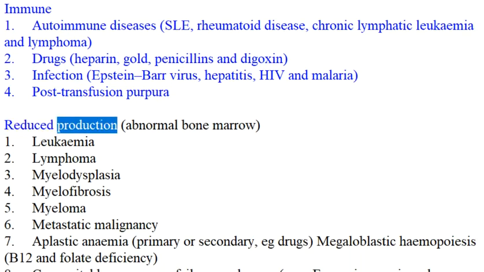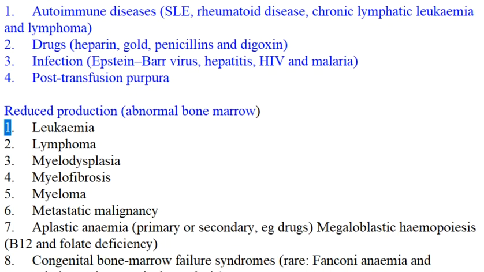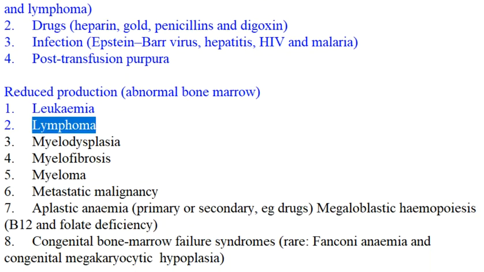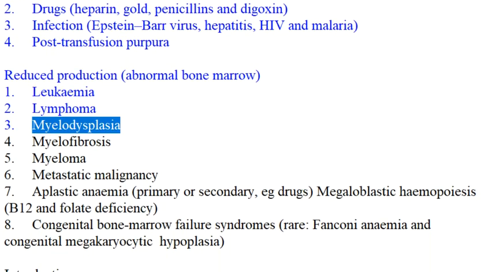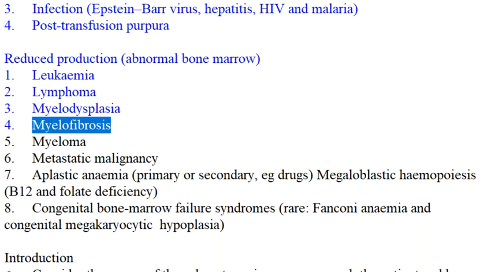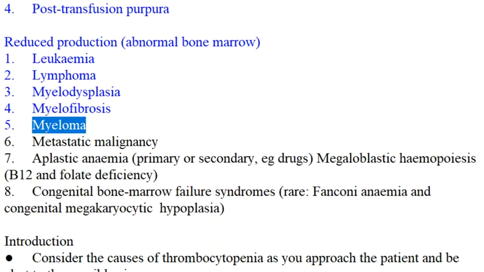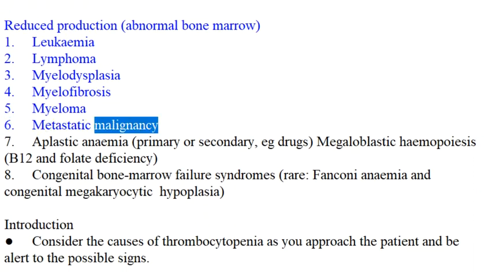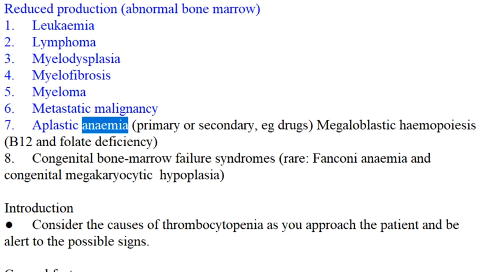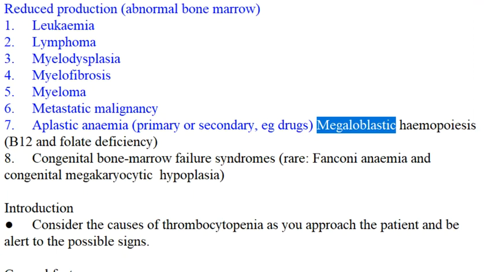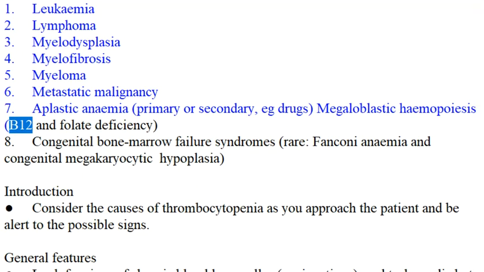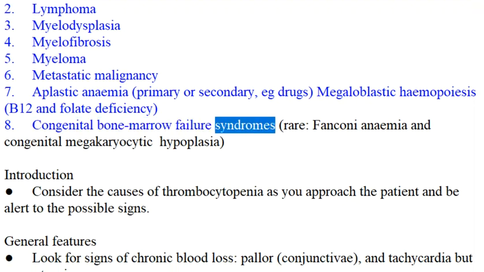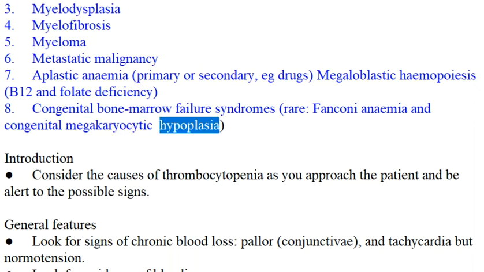Reduced production, abnormal bone marrow. 1. Leukemia. 2. Lymphoma. 3. Myelodysplasia. 4. Myelofibrosis. 5. Myeloma. 6. Metastatic malignancy. 7. Aplastic anemia, primary or secondary, e.g. drugs, megaloblastic hemopoiesis, B12 and folate deficiency. 8. Congenital bone marrow failure syndromes, rare: Fanconi anemia and congenital megakaryocytic hypoplasia.